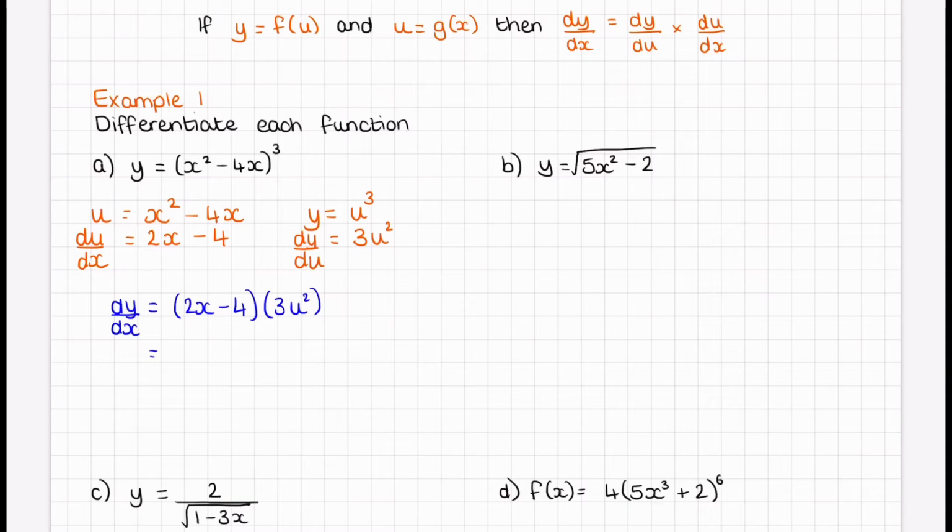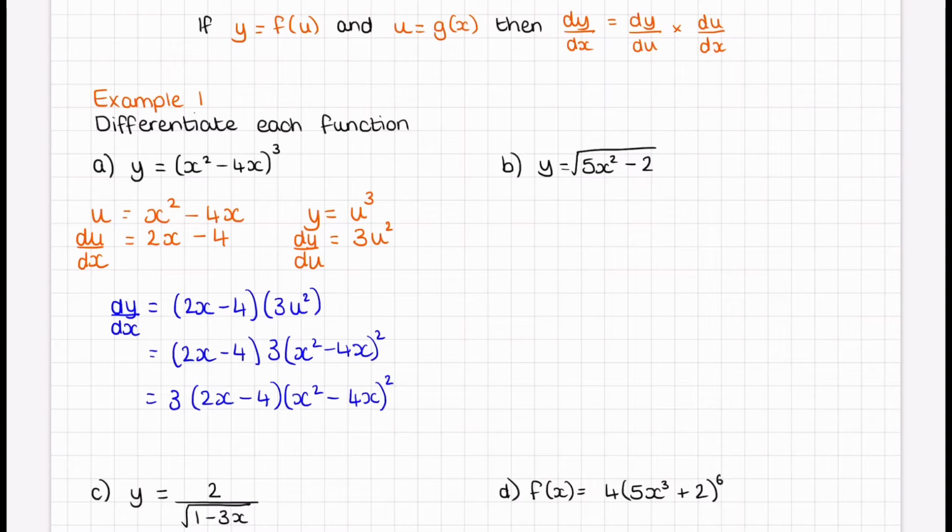And then we need to simplify it, and we sub u back in. So we're going to have (2x minus 4) multiplied by 3 times (x squared minus 4x) all squared, and then to make it look prettier, I'll put the 3 out the front. Okay, and that's your process for the chain rule: you find the derivative of the inside, the derivative of the outside function, and then multiply those together.